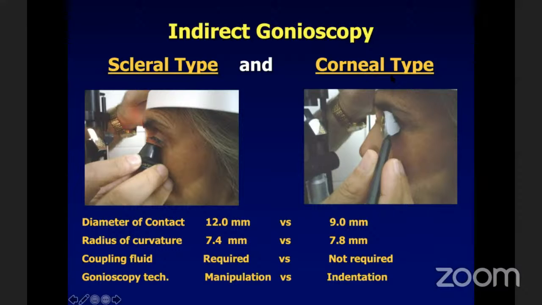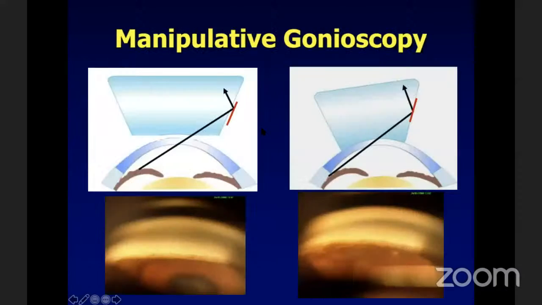So this corneal type gonioscopy is what we call indentation gonioscopy. You press and push aqueous to open the angle, while with the Goldmann type scleral lenses, you do what is known as manipulation gonioscopy. So these are the 2 techniques we use for slit lamp gonioscopy.